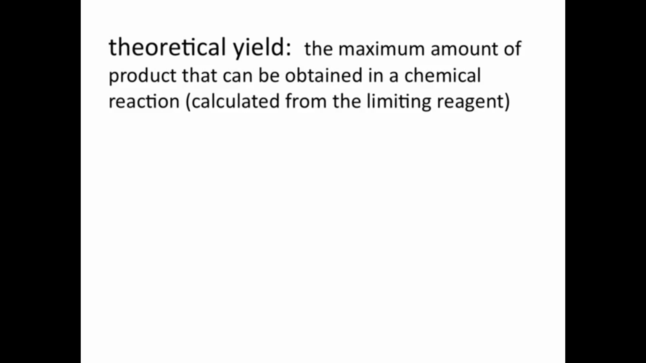Theoretical yield is the maximum amount of product that can be obtained in a chemical reaction, and we calculate this from the limiting reagent. So the theoretical yield is something that's almost never obtained. You would only obtain the theoretical yield under perfect conditions where no product was lost in the process.